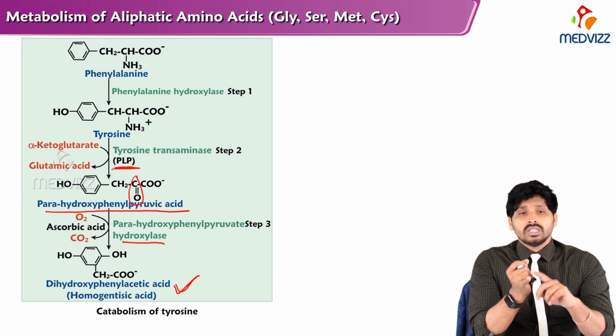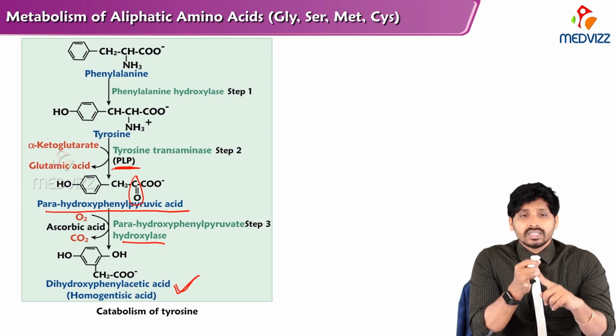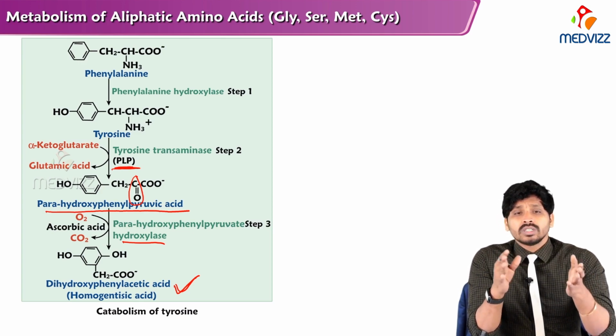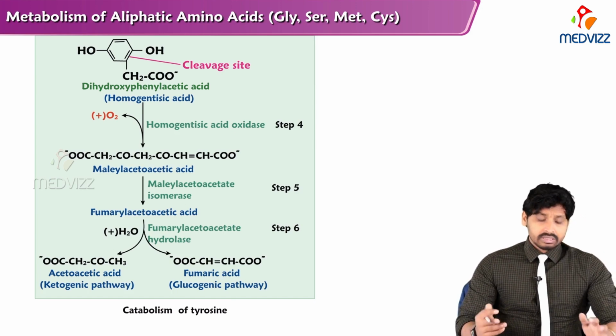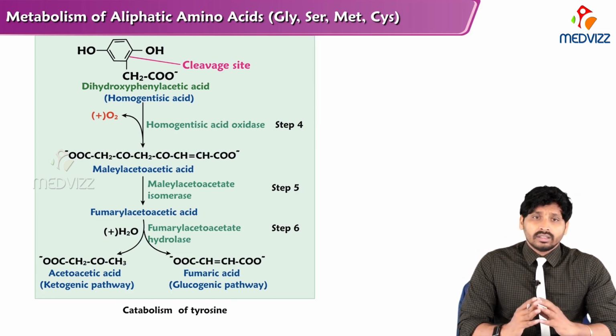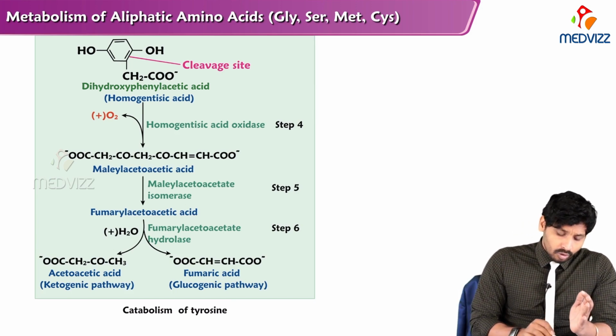So overall, three steps to make out. Phenylalanine is converted to tyrosine, tyrosine is converted to para-hydroxyphenylpyruvic acid, and para-hydroxyphenylpyruvic acid is converted to dihydroxyphenylacetic acid, otherwise known as homogentisic acid. Now this dihydroxyphenylacetic acid or homogentisic acid, okay, the ring will be cleaved here. Again one more molecular oxygen.